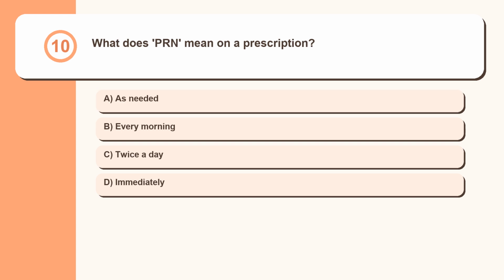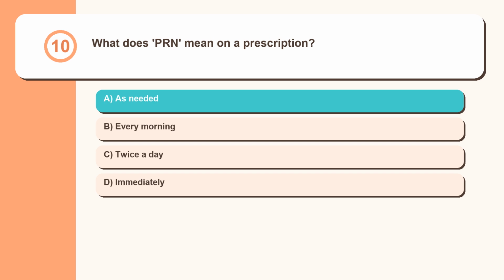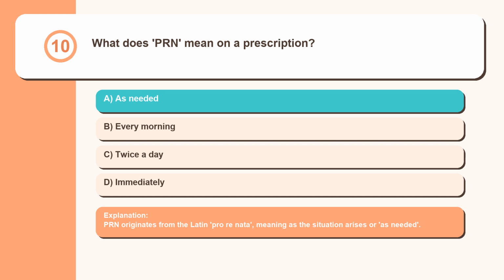Question 10. What does PRN mean on a prescription? As needed, every morning, twice a day, immediately. PRN originates from the Latin pro re nata, meaning as the situation arises or as needed.